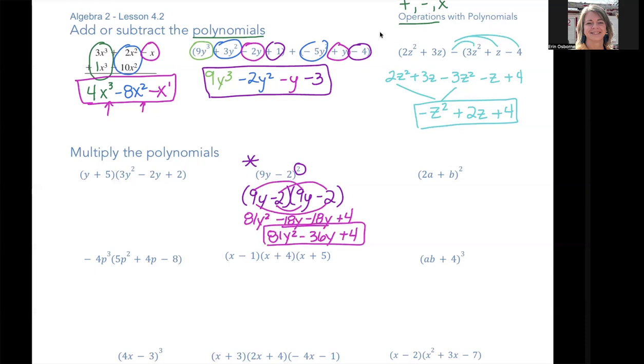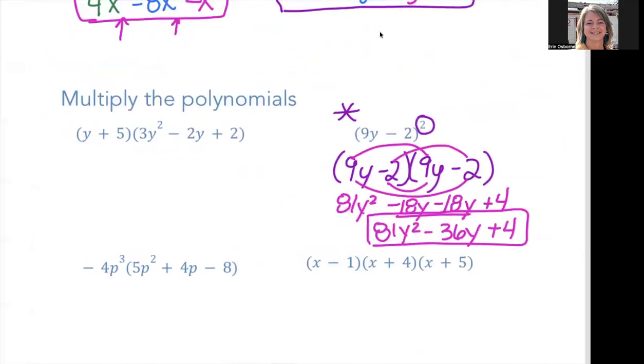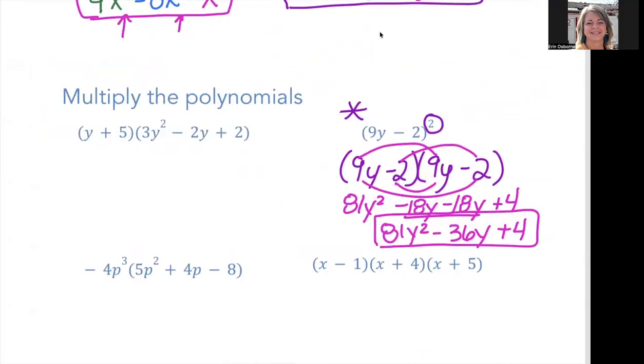Going back to the first one now, you just need to act like you're foiling, but there's an extra term. So y has to get multiplied by all three terms of the other polynomial, and then 5 has to get multiplied by all three terms. And you will end up with a really long list of terms. There should be 6 of them, but then a few of them will combine at the end. So starting with 3y squared times y would give you 3y cubed. We have to increase that exponent because y to the first and a y squared multiplied together makes us add our exponents.